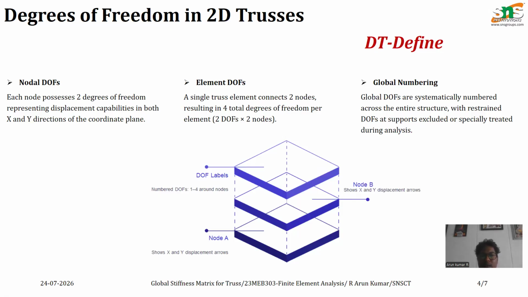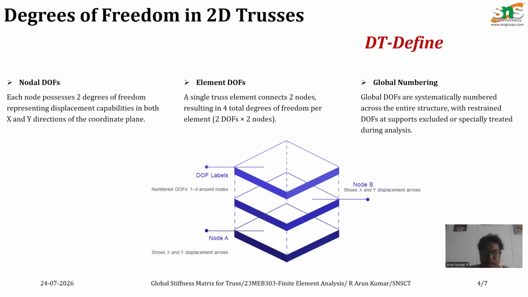What does the element degree of freedom mean? A single truss element connects two nodes, resulting in 4 total degrees of freedom per element. The next one is global numbering. The degrees of freedom are systematically numbered across the entire structure, with restrained degrees of freedom at supports excluded or specially treated during the analysis.